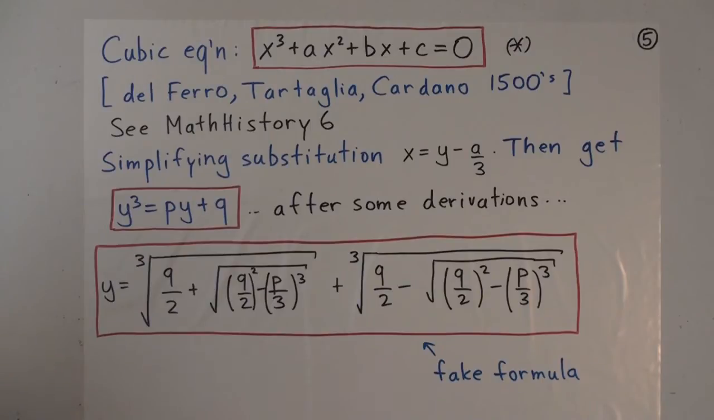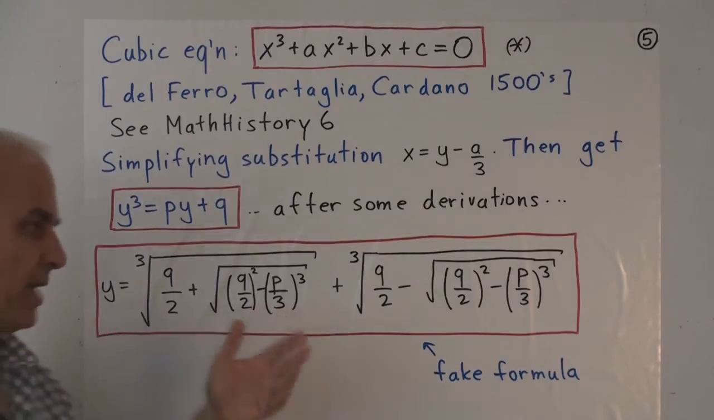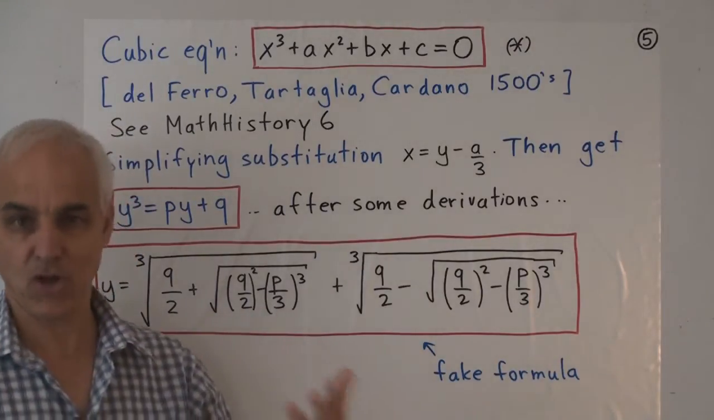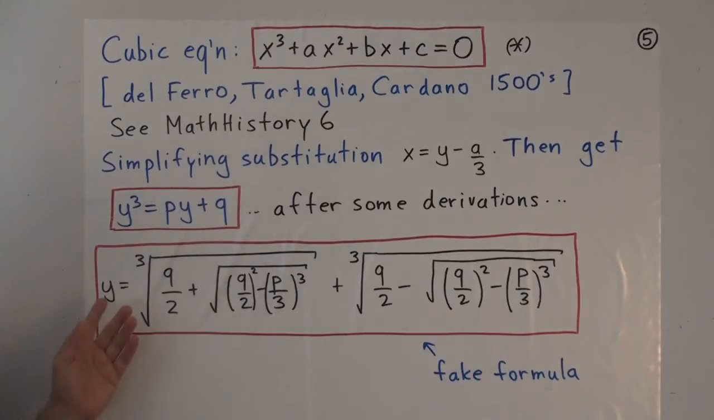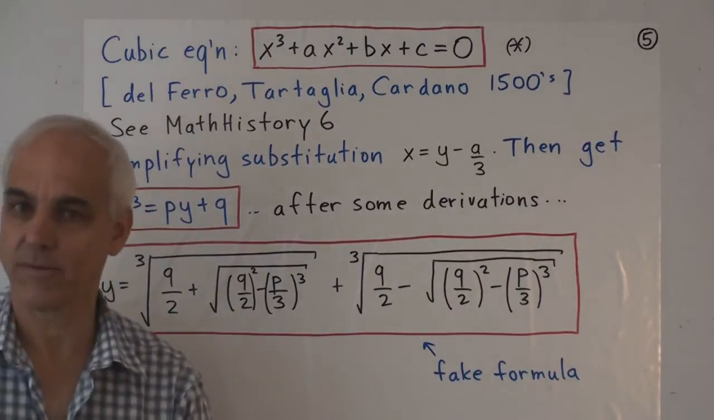So if we know q and we know p, and we're good at taking square roots and cubed roots, well, then we can write an expression down for y.